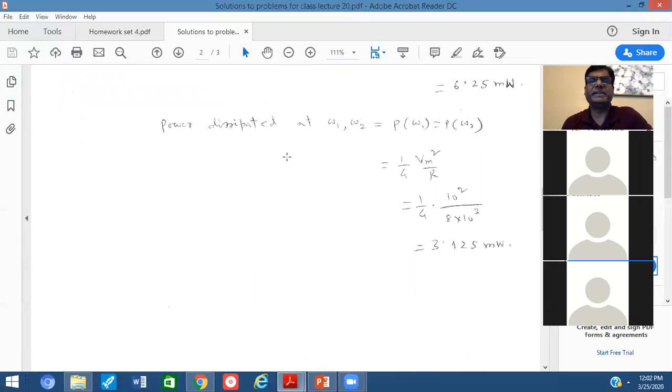And then power dissipated at omega 1, omega 2, P omega 1 equals P omega 2. We already know that power dissipation at omega 1 and omega 2 is half of that previous power. That's why I'm writing 1 over 4 Vm square over R. Finally, after plugging in Vm and R value, I'm getting 3.125 milliwatt. You see, exactly this number is half of the previous power value, 6.25.